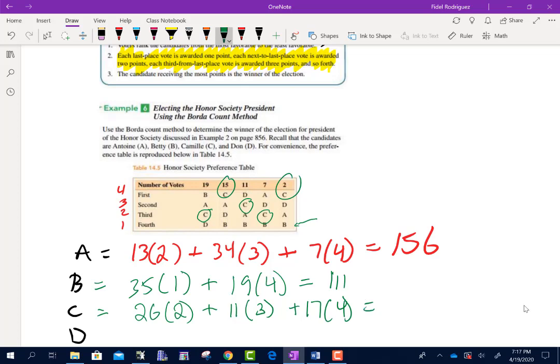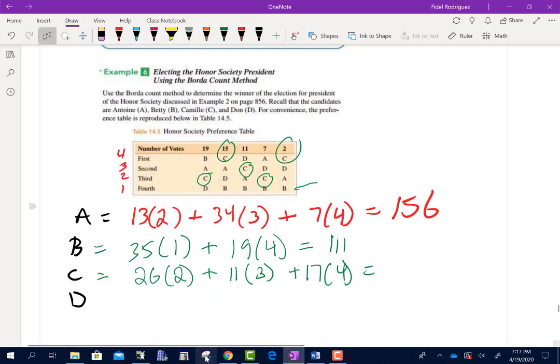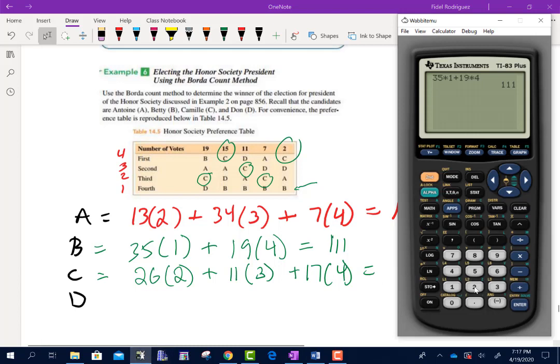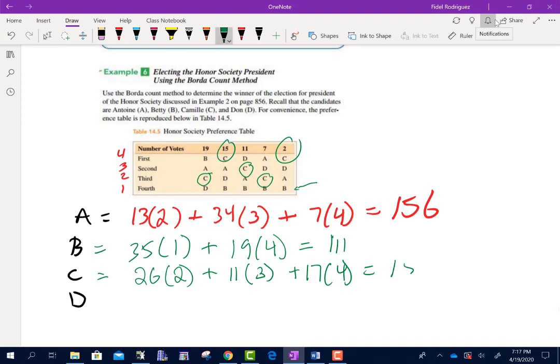And again, I'm going to tally those numbers up and see what we get. So I'm going to go 26 times 2 plus 11 times 3 plus 17 times 4. Okay, and I'm coming up with 153. So Camille has 153. And we finally have Dawn, okay? So let's look for Dawn and see what we end up with.